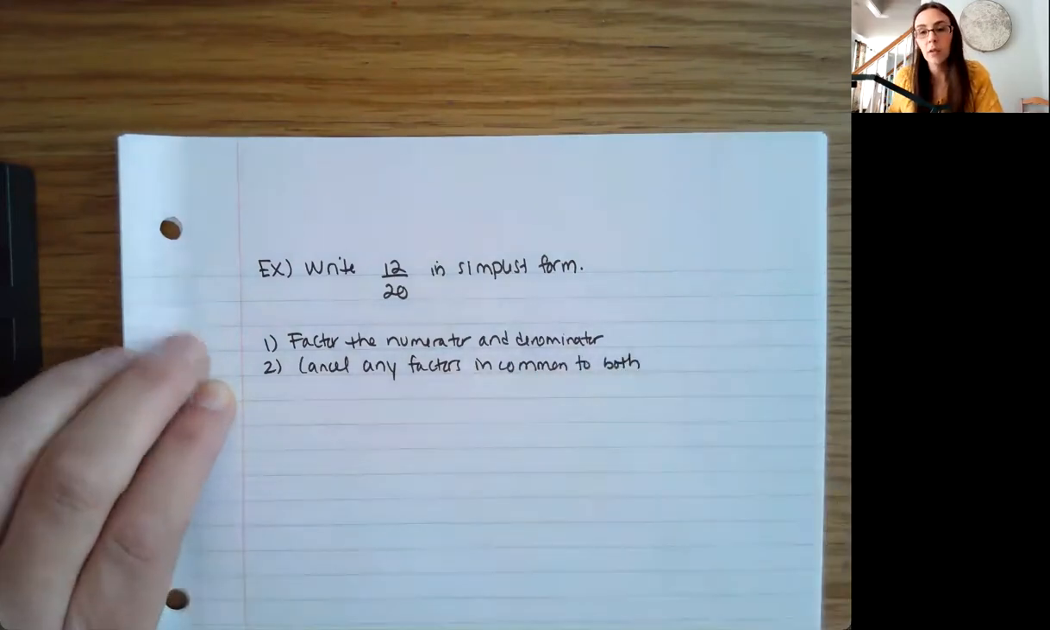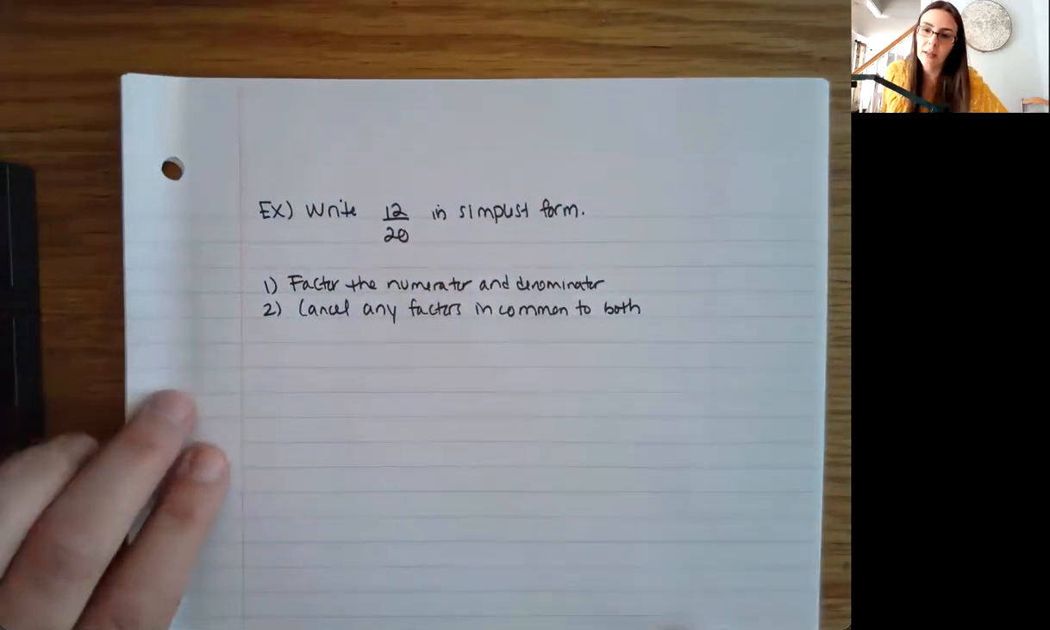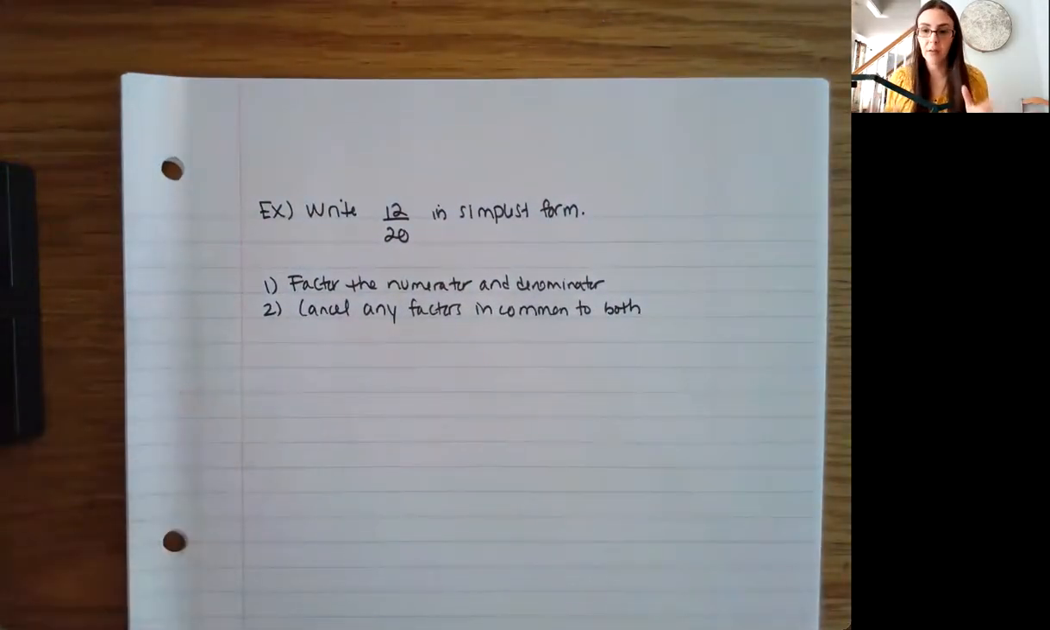Now, when I say factor the numerator and denominator, there's different ways to do that. So I'm going to use the prime factorization. I'm going to break both of these numbers down as low as they can go first and show you how that works. And then I'll also show you a little bit of a shortcut.